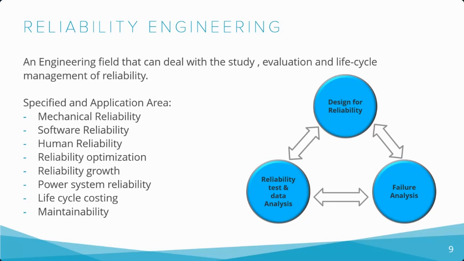Reliability optimization. This is concerned with the reliability optimization of engineering systems. Reliability growth. This is concerned with monitoring reliability growth of engineering systems during their design and development. Power system reliability. Concerned with the application of reliability principles to conventional power system related problems. Life cycle costing. When estimating the ownership cost of a product, knowledge regarding its failure rate is essential. Maintainability. This is closely coupled to reliability and is concerned with the maintenance aspects of the product.